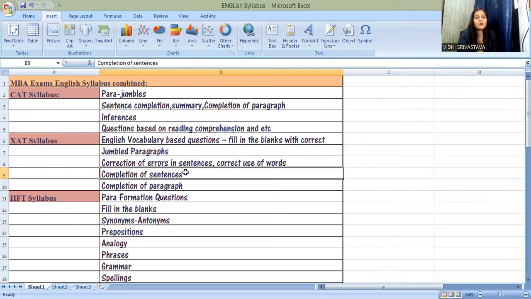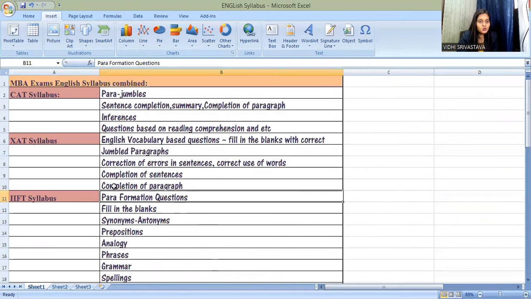Now you can see one thing unique, that is RC. The reading comprehension based questions in XAT include poems also. So there are poem RCs in XAT, which are not in CAT. So this is one difference between the XAT and CAT syllabus of reading comprehension.